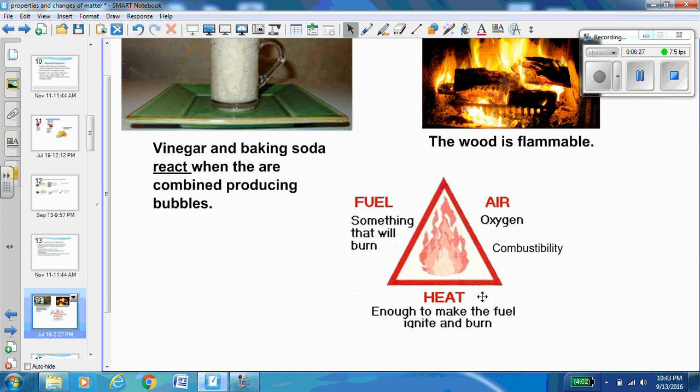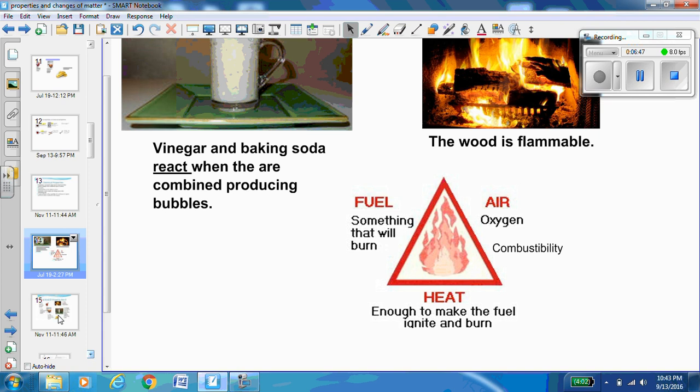Combustibility. Okay, this picture here shows you how combustibility would happen. Fuel, something that will burn, heat enough to make the fuel ignite and burn, and oxygen from the air. So this would be an example of combustibility. When something combusts, it's going to change into another substance that's not what it originally was. Therefore, we are observing a chemical property.